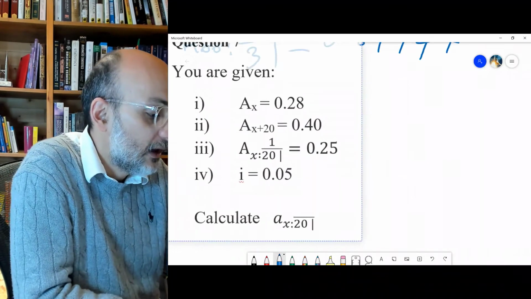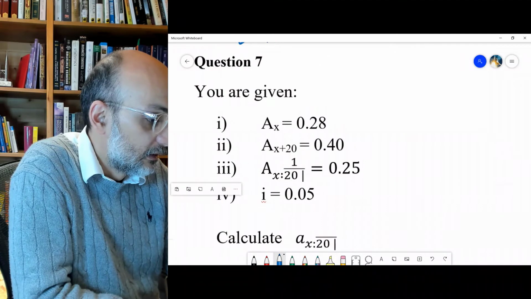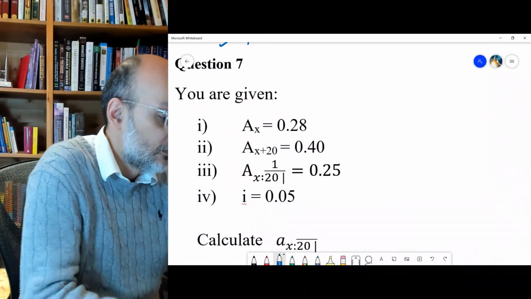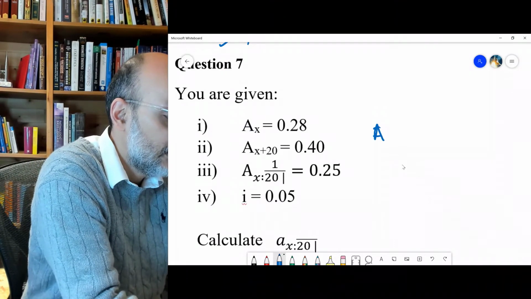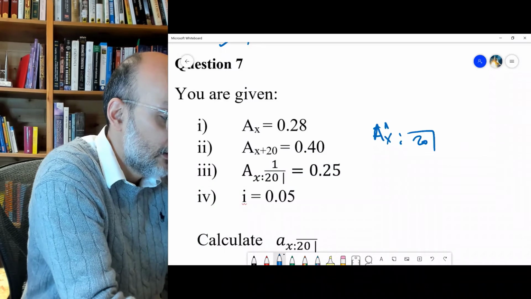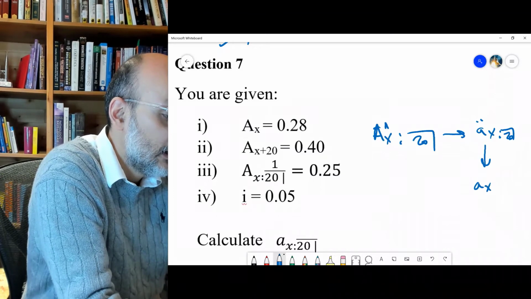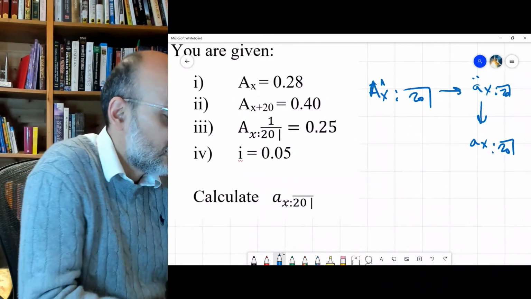So let's see how we can calculate this one. Let me just put this here. What we have here is, firstly, the roadmap for this one is to find AX20. If we found this one, then we go to AX20 and then we go to AX20. So this is the roadmap for a question like this. So let's start with what we have here.